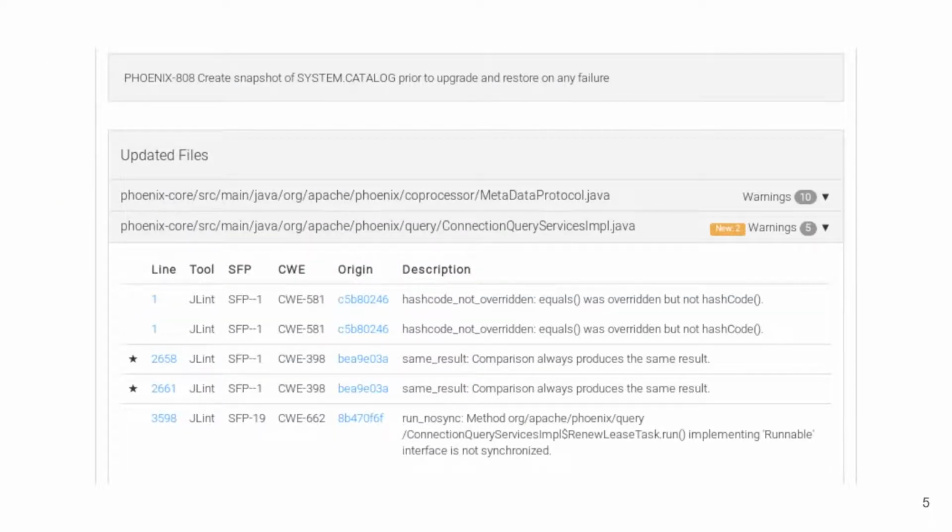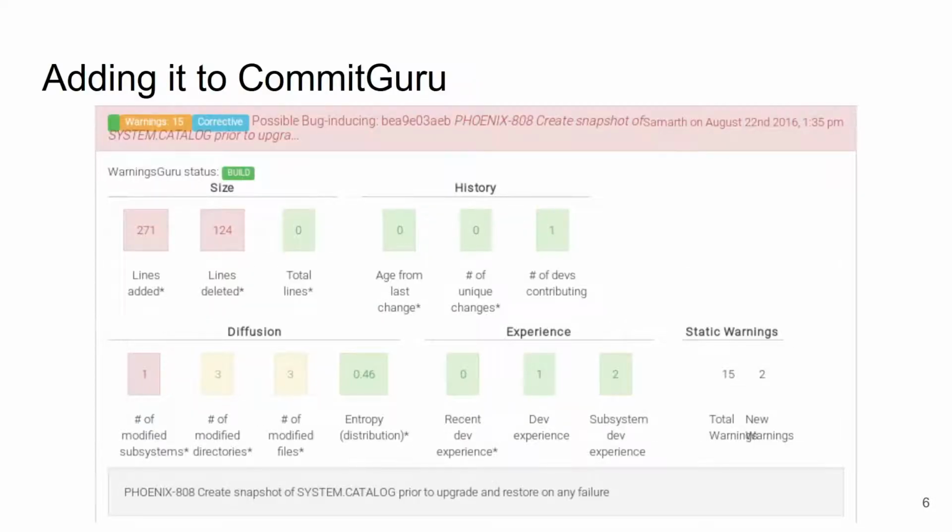We took the results from Warnings Guru and implemented them in a tool that allowed us to visualize all the different warnings that were associated with modified files, presenting the new warnings with the tool that reported it, the security classification, and the original commit. The tool we integrated into was CommitGuru.